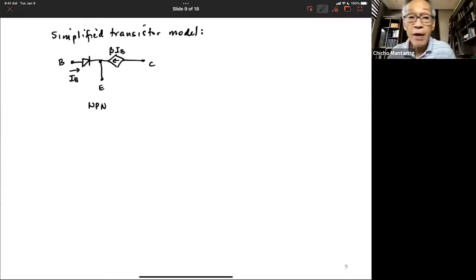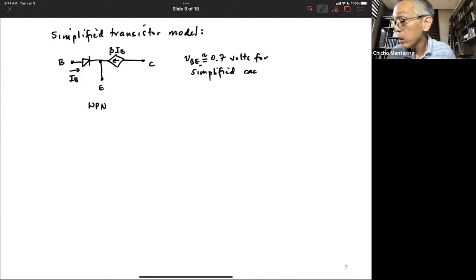And the base to emitter voltage will just be the voltage across my PN junction, which for simple calculations, you can just assume to be about 0.7 volts. So VBE is approximately equal to 0.7 volts for simplified calculations. Later on in this course, we will consider a more accurate calculation for VBE.